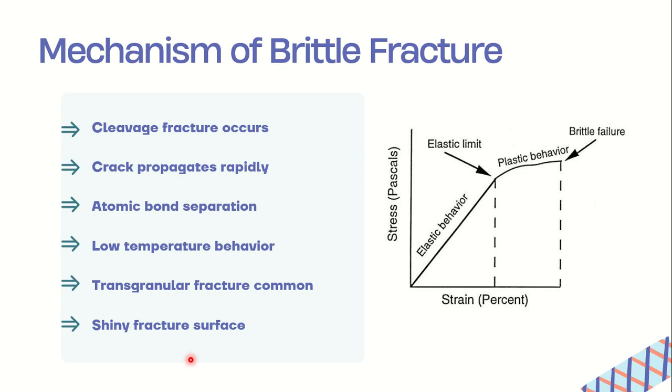This is the mechanism of brittle fracture. Here we see the graph. On the x-axis we have taken strain as a percent, and stress in pascals. Here we see these are the elastic limit, and then the plastic limit. Here we see the brittle fracture. In brittle fracture, I will draw the diagram. Wait a minute.